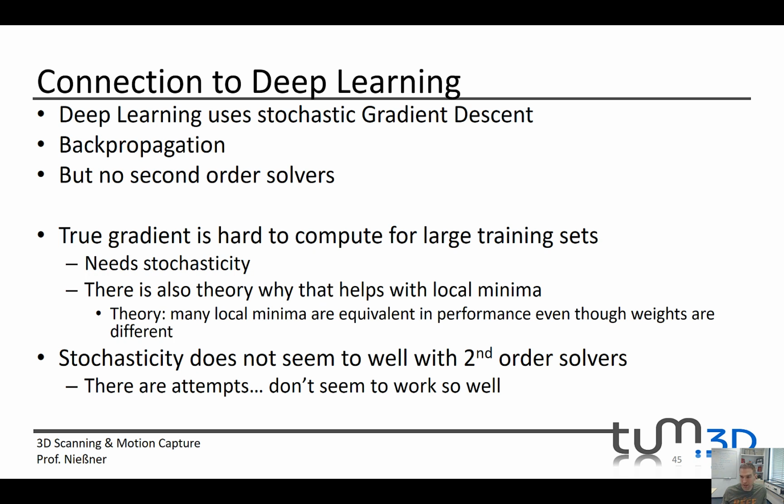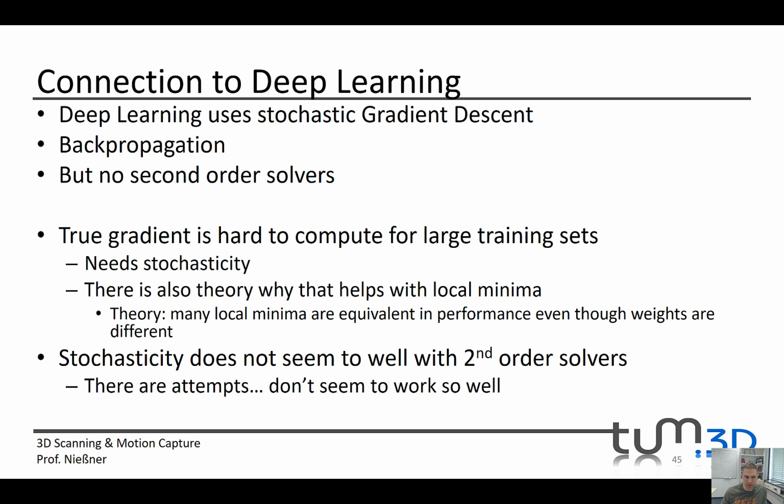The backpropagation computes the actual gradient. There's a bunch of frameworks for how to do this, the autodiff frameworks, like how this is implemented, or the layers implemented yourself already. They don't typically use second-order solvers. The reason why the stochasticity is used is because for large training sets, the true gradient is computationally expensive.